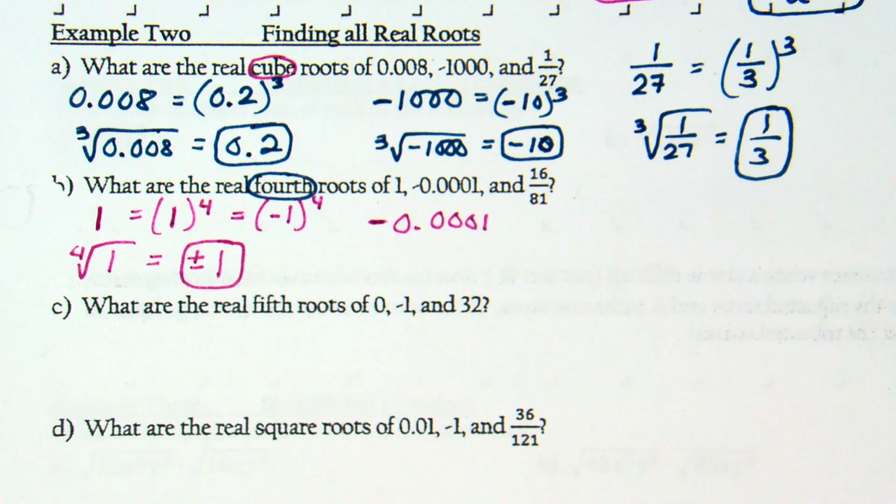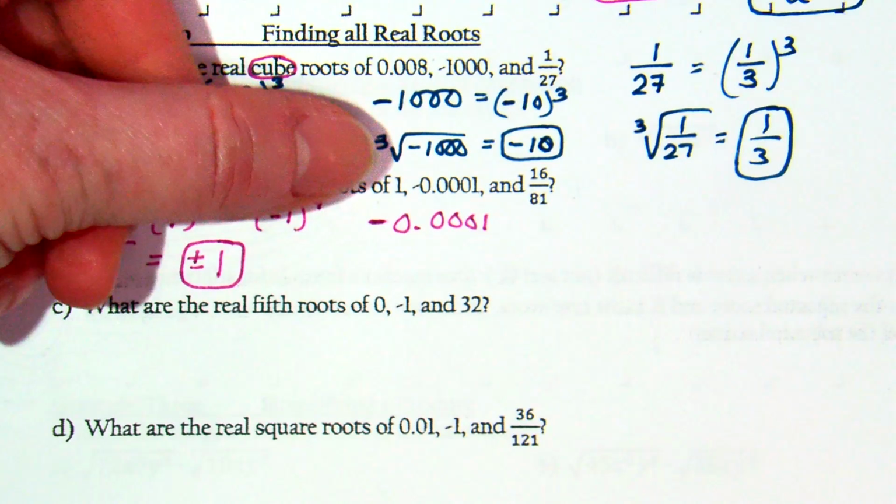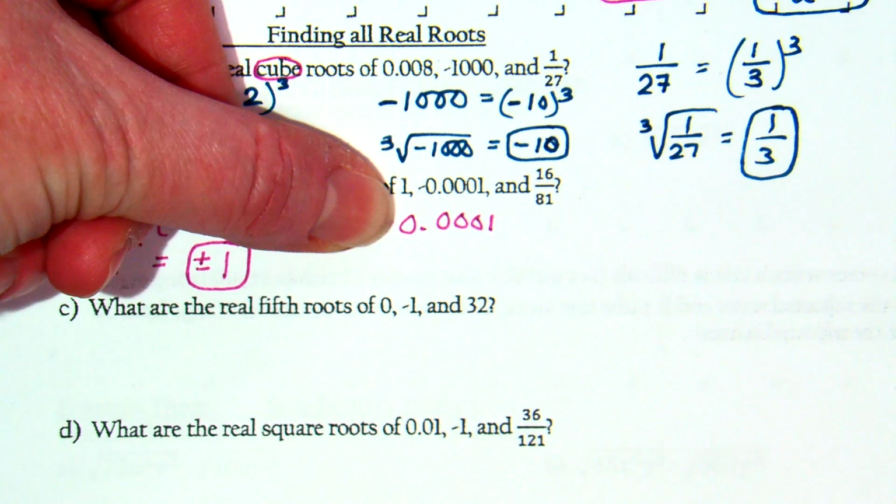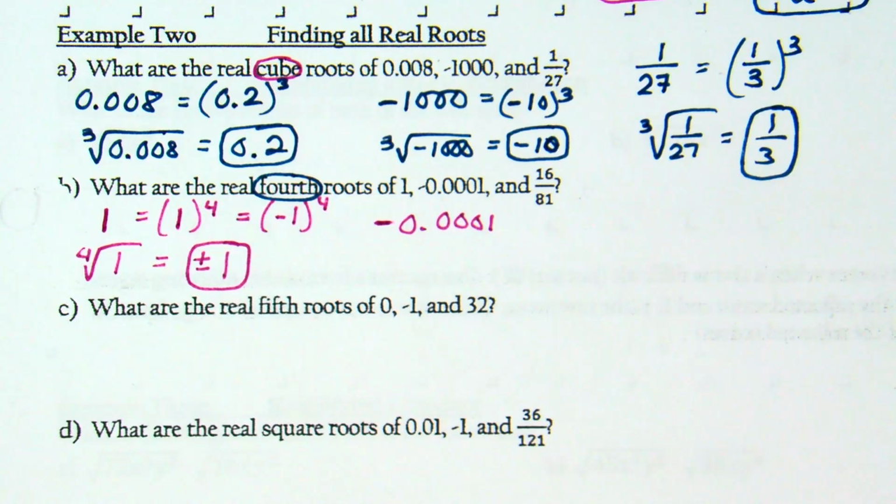So, if I removed the negative from this problem and said, what is the 4th root of 0.0001? I would agree with 0.1. What about a negative, though? What does 4 positives multiply to be? A positive. What do 4 negatives multiply to be? A positive. So 4 what multiply to be a negative? They don't.